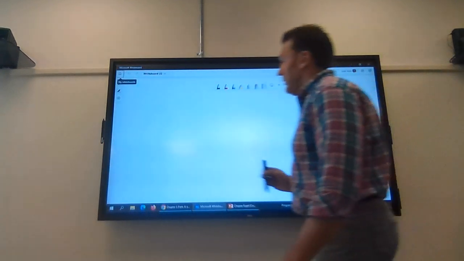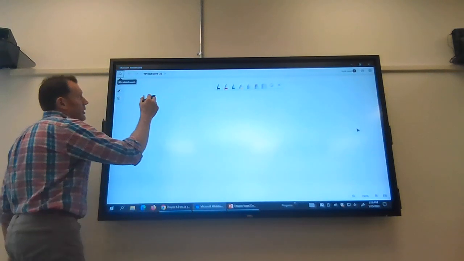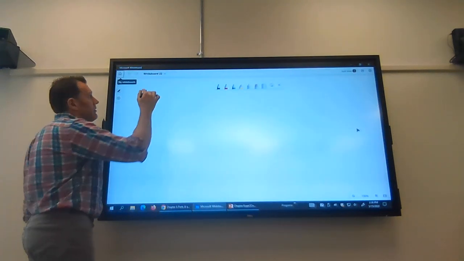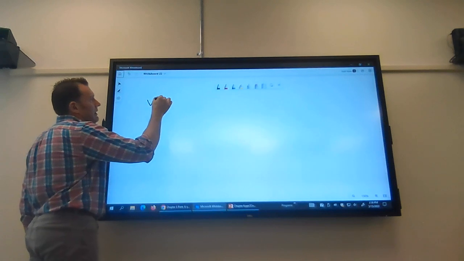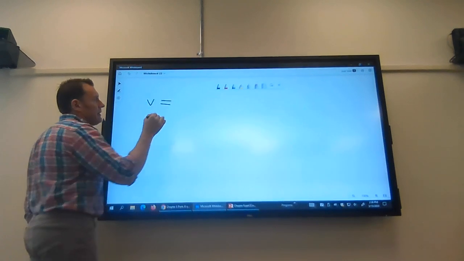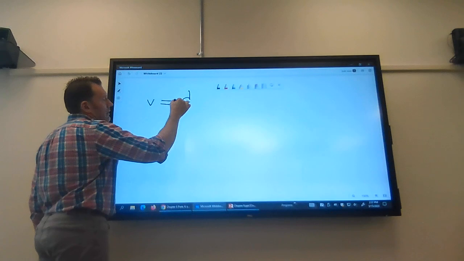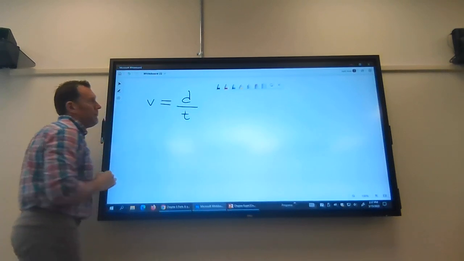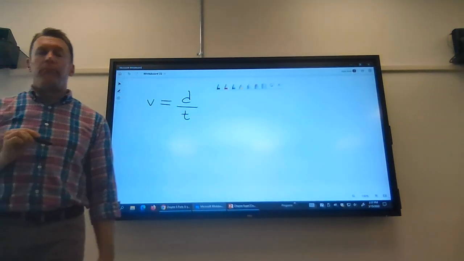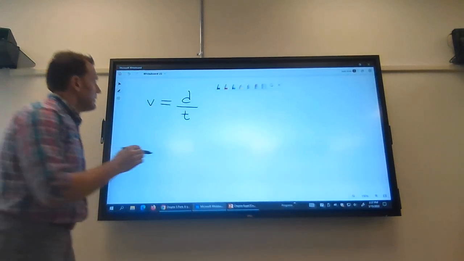Okay, so we have our equation for linear and angular velocity. Linear velocity is equal to displacement divided by time.